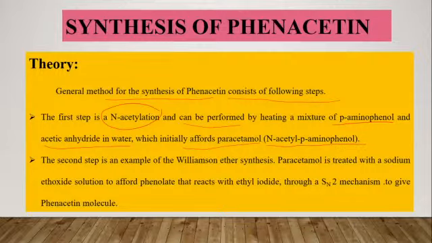And the second step, that is a simple example of Williamson ether synthesis, paracetamol is treated with a base, that is sodium ethoxide, and then it will react with ethyl iodide through an SN2 mechanism to give phenacetin, our required molecule. So basically it is a two-step synthesis.